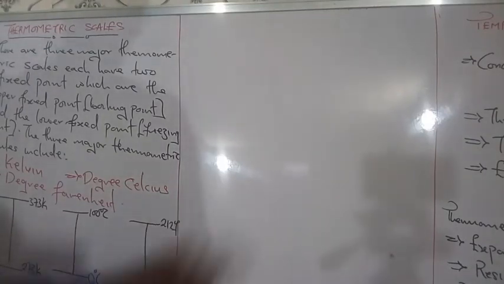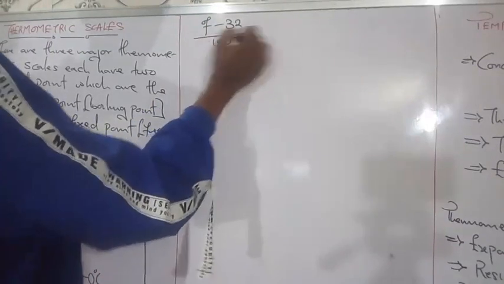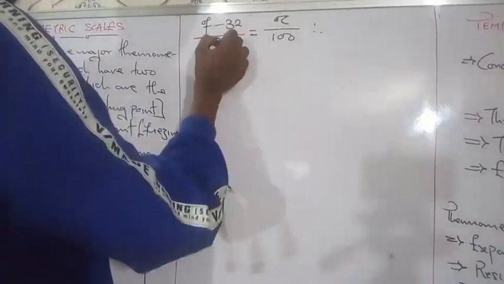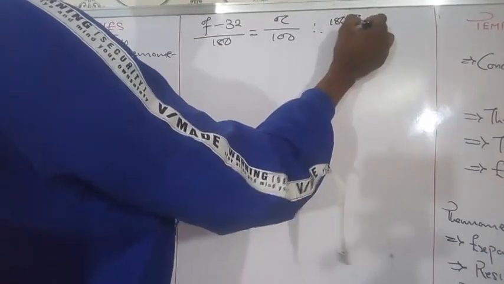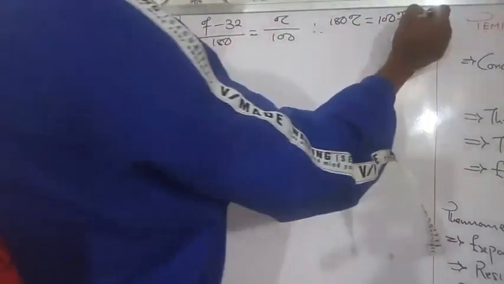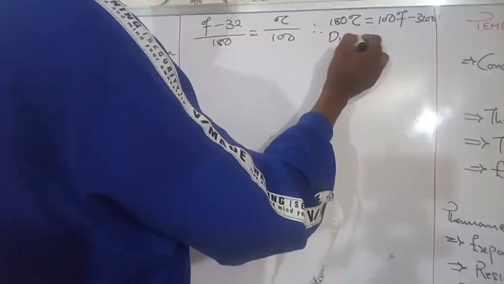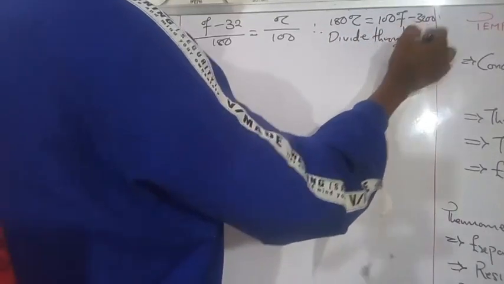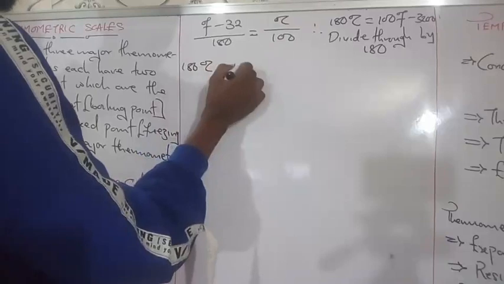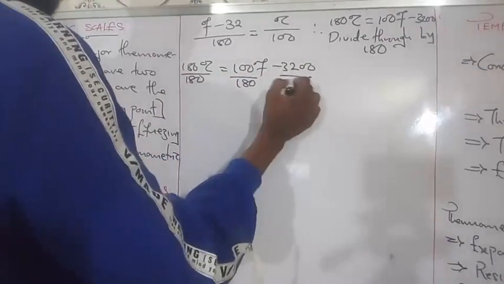I have degree Fahrenheit minus 32 divided by 180 equals degree Celsius over 100. Cross multiplication now gives us 180 times degrees Celsius equals 100 times degrees Fahrenheit minus 32 times 100, which is 3200. To make degrees Celsius the subject of the formula, I will divide through by 180. That will give me degrees Celsius equals 100 degrees Fahrenheit minus 3200, all divided by 180.